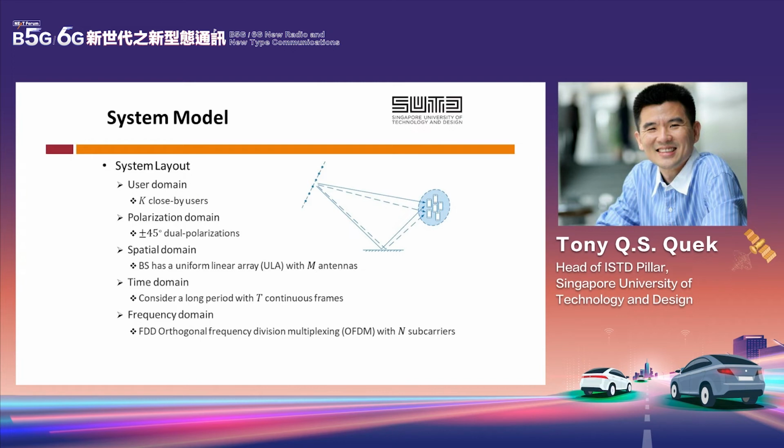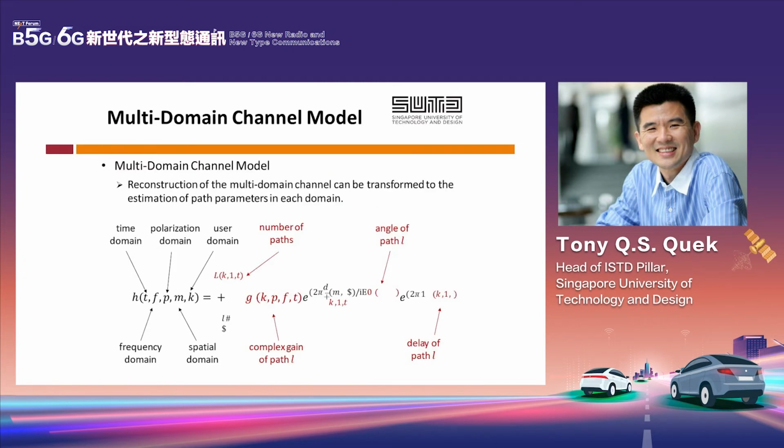In this system, I assume the frequency domain is FDD OFDM with N subcarriers. So the conventional way of trying to measure this FDD massive antenna type of application will require a lot of pilots. So this multi-domain channel model is denoted as follows. So I want to reconstruct this.